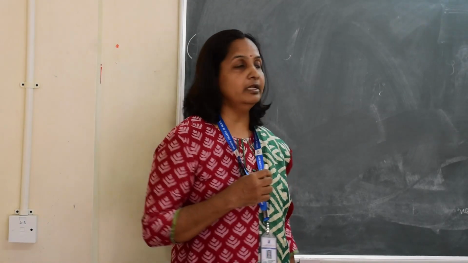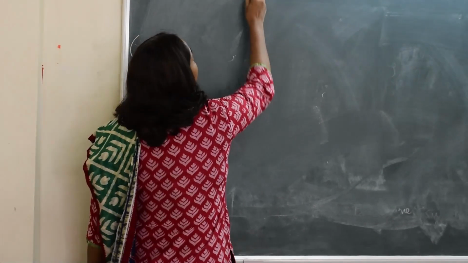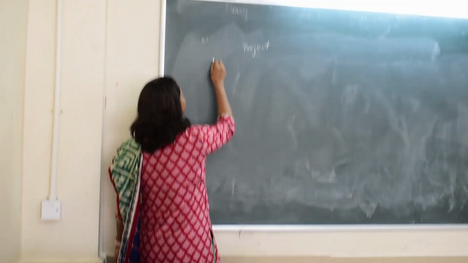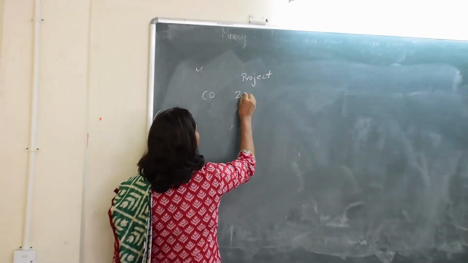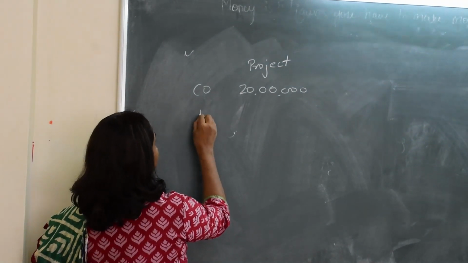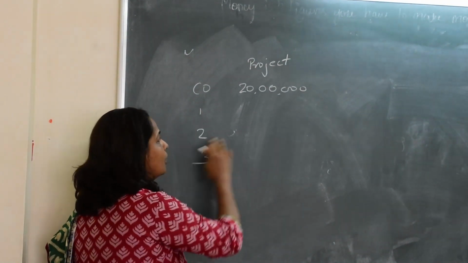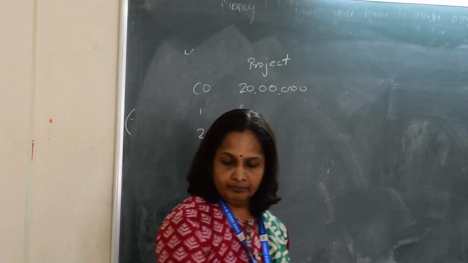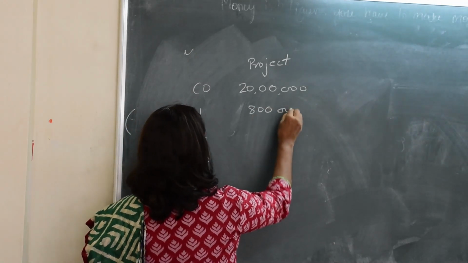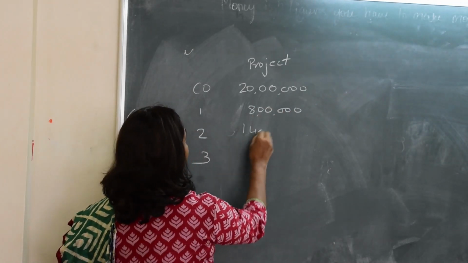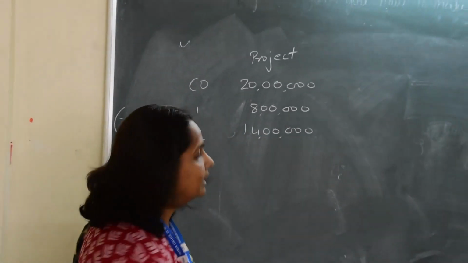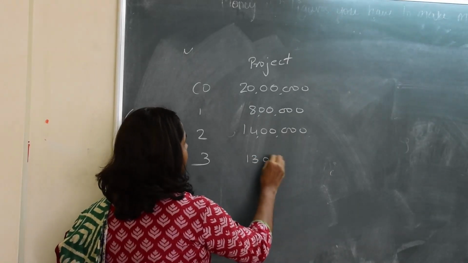Already we have taken an example where there is a project with an initial cash outflow of rupees 20 lakhs. Now it is going to give you returns for the next 3 years. So how much return? Let's assume it. We are going to get returns of, for the first year, say 8 lakhs. Then the next year we are going to get a return of 14 lakhs, and in the last year we are going to get a return of 13 lakhs.